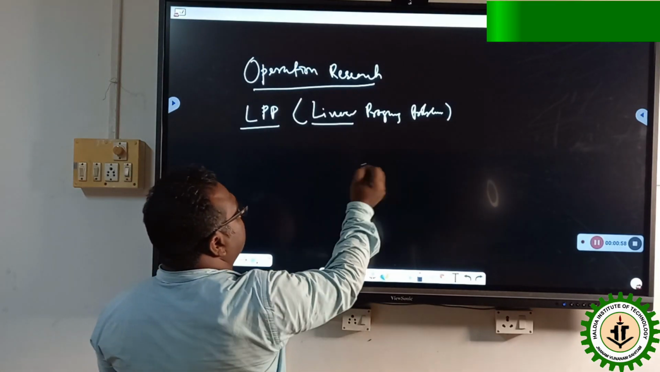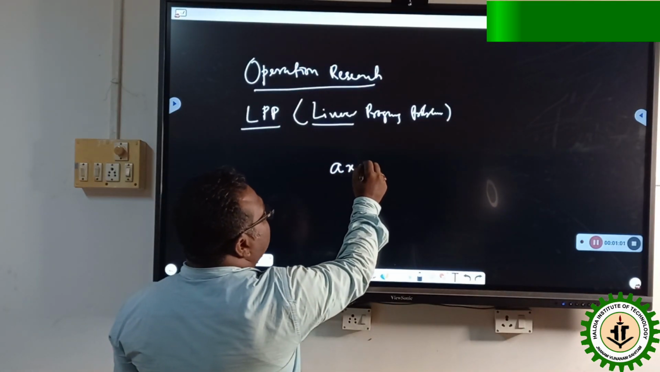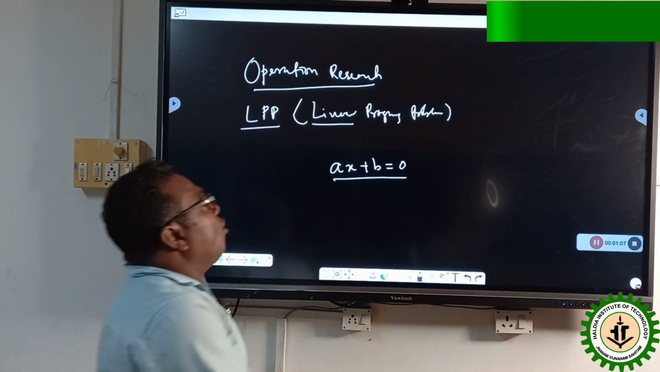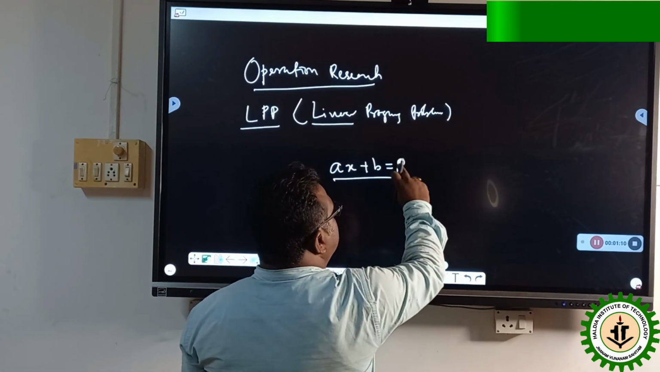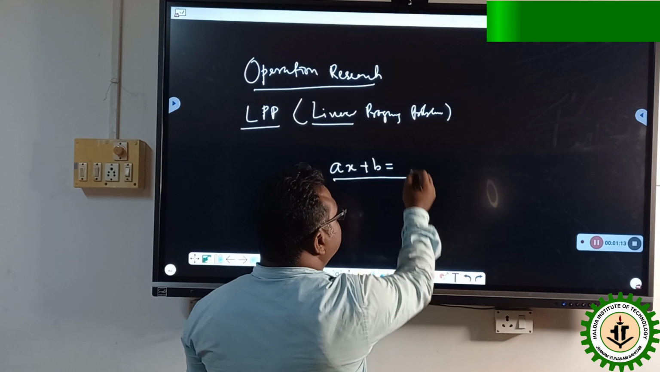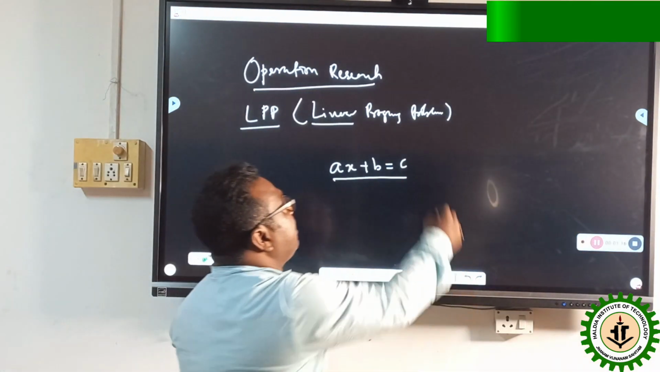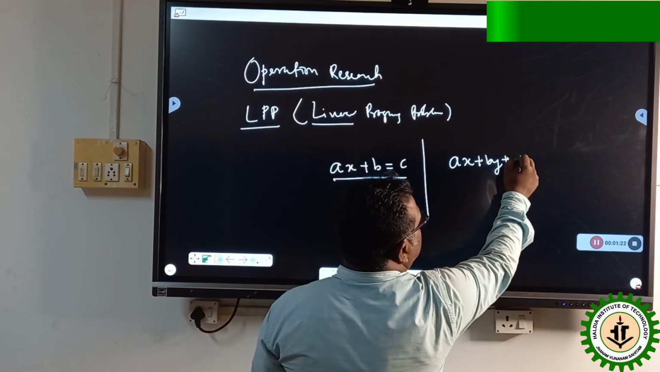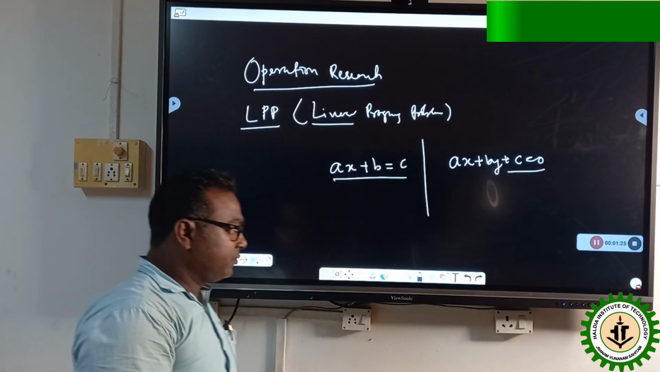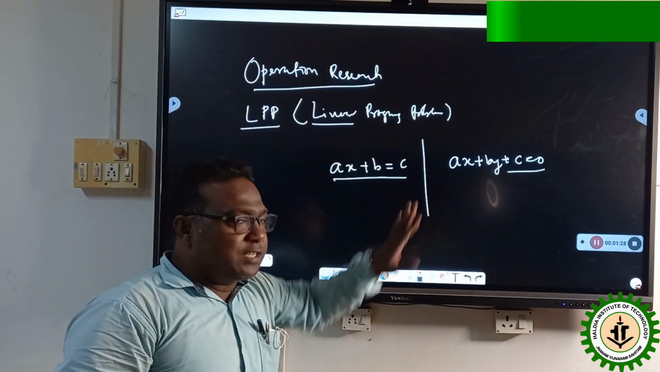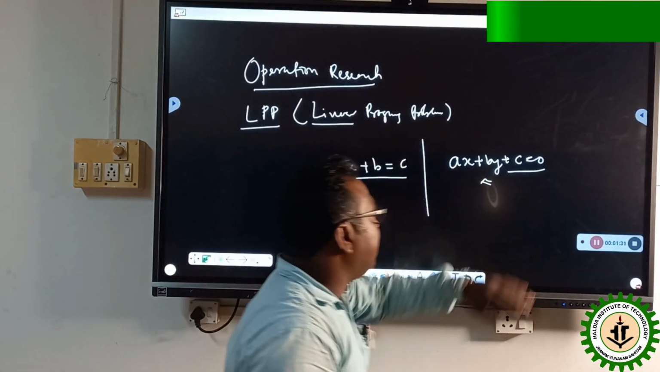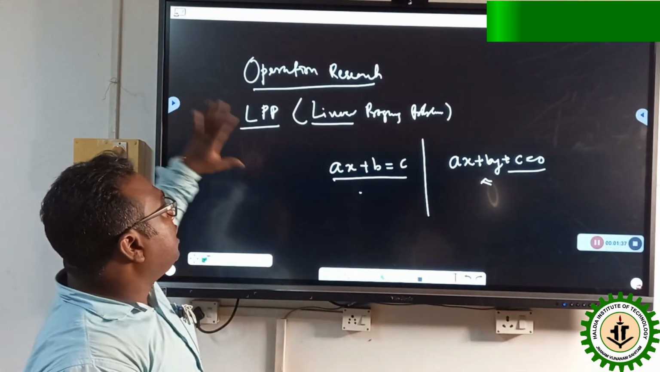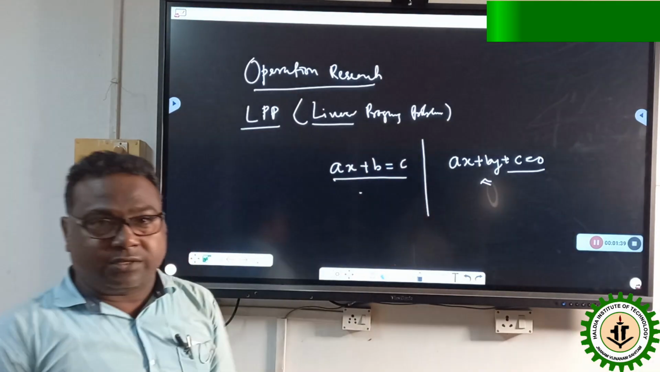Already you know that a linear equation in one variable can be represented by ax plus b equals 0, or you can say ax plus by equals some c. Another, you can consider a linear equation in two variables, ax plus by plus c equals 0. So these are the linear equations in one variable, in two variables, and so on. If you want, you can extend that. So whatever we will learn today, all are linear equations or inequations.